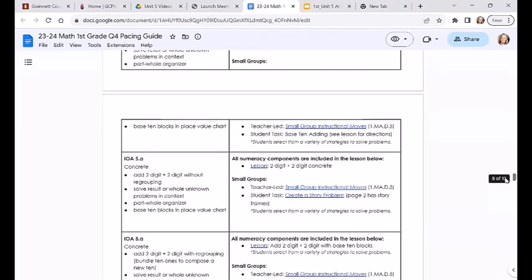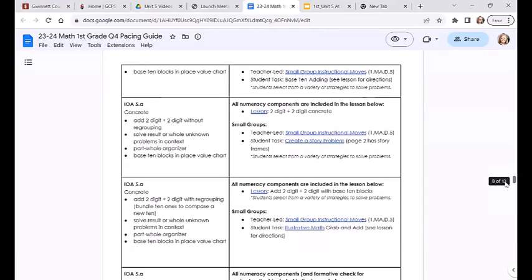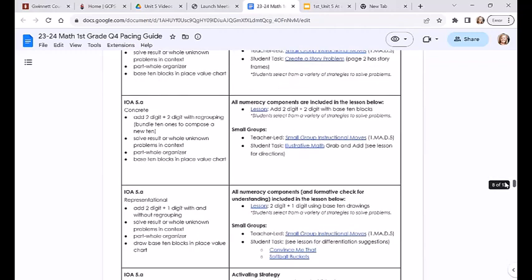Then we're going to go, okay, we have 2-digit plus 2-digit without any regrouping, really just getting them to see we add 10s to 10s and 1s to 1s. Base 10 blocks, place value chart, part-whole organizer. And then we're going to do 2-digit plus 2-digit with regrouping. So we have our 2-digit numbers, and students are going to need to bundle 10 ones and compose a new 10. Again, notice whole unknown or result unknown problems that are relevant to our students.